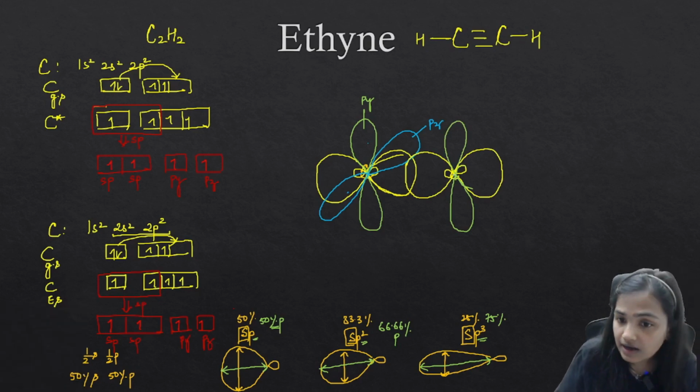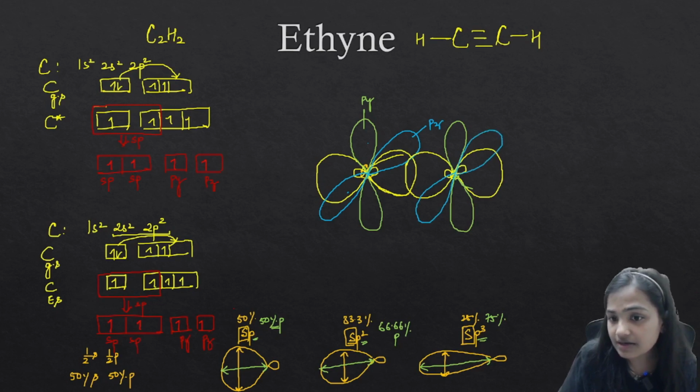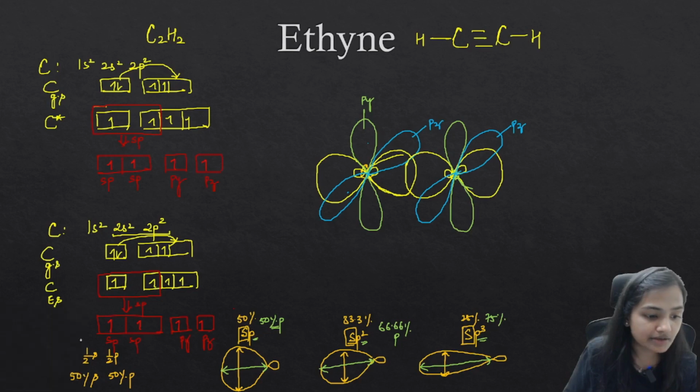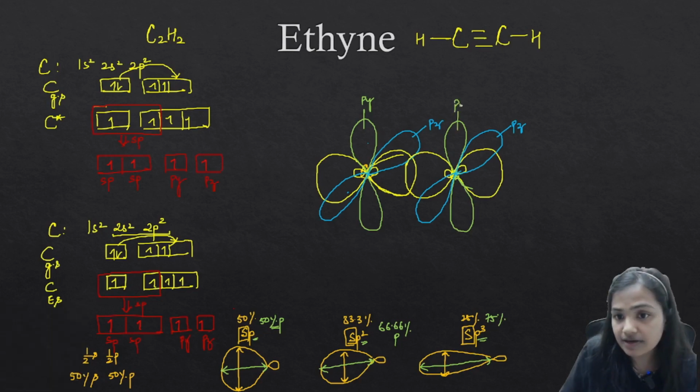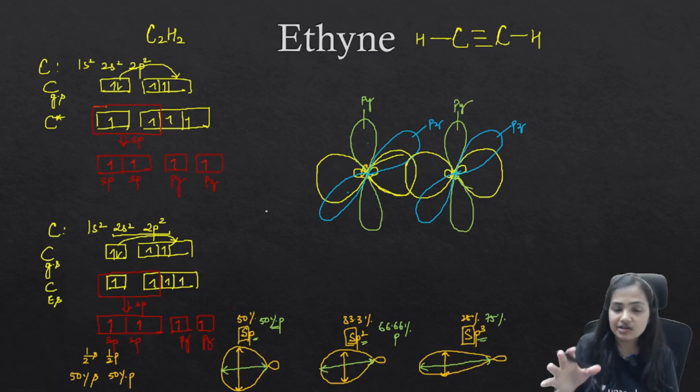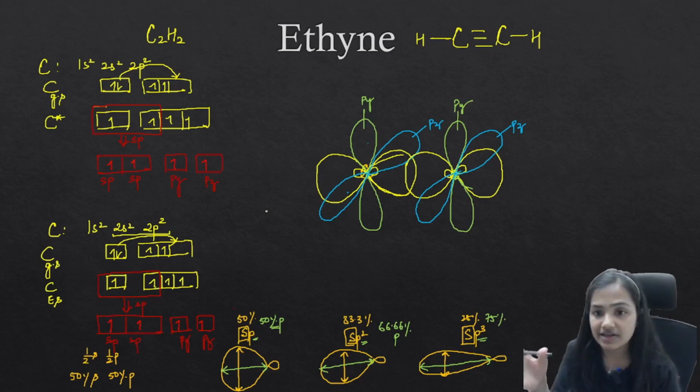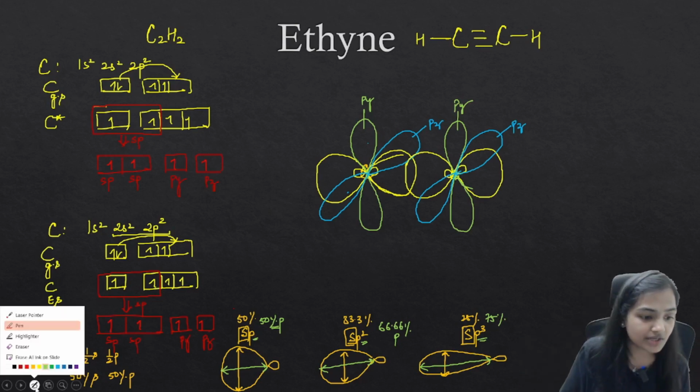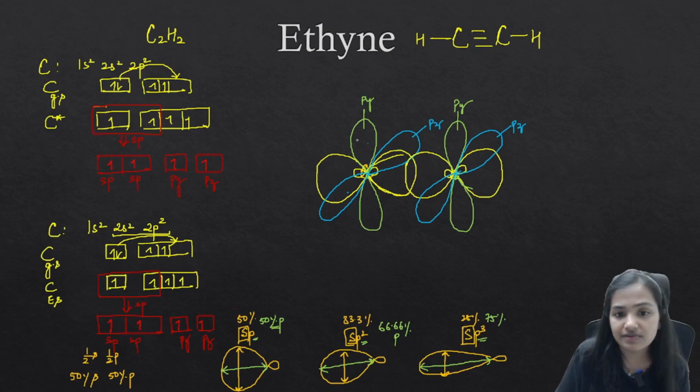Okay, and this is going to be the pz orbital. So this is pz and that was your py. Now we have drawn the sp orbitals, we have drawn the py and the pz orbitals. Now here how many electrons do we have? They all have one electron. So here also we have one electron, here also we have one electron.